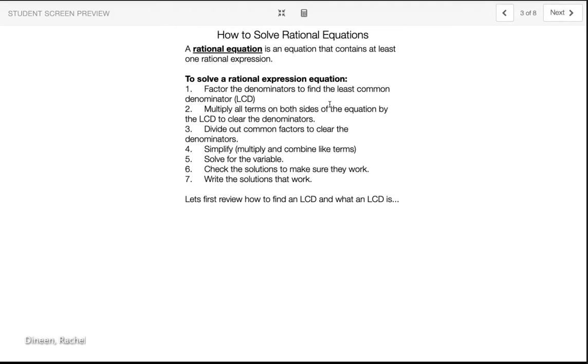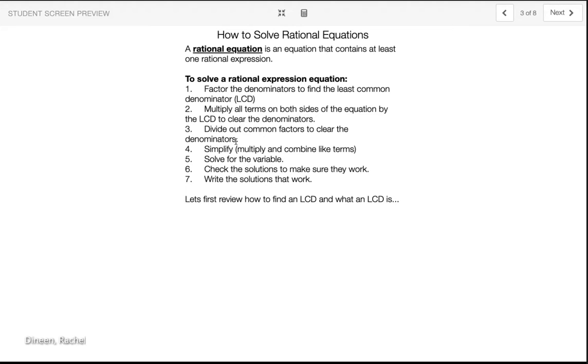A rational equation is an equation that contains at least one rational expression. Here are the steps to solve a rational equation. First, factor the denominators to find the least common denominator. Then multiply all terms on both sides of the equation by the LCD to clear the denominators. Then divide out the common factors. Then simplify: multiply and combine like terms. Then solve for the variable. Check the solutions to make sure that they work, and then write the solutions that do work.